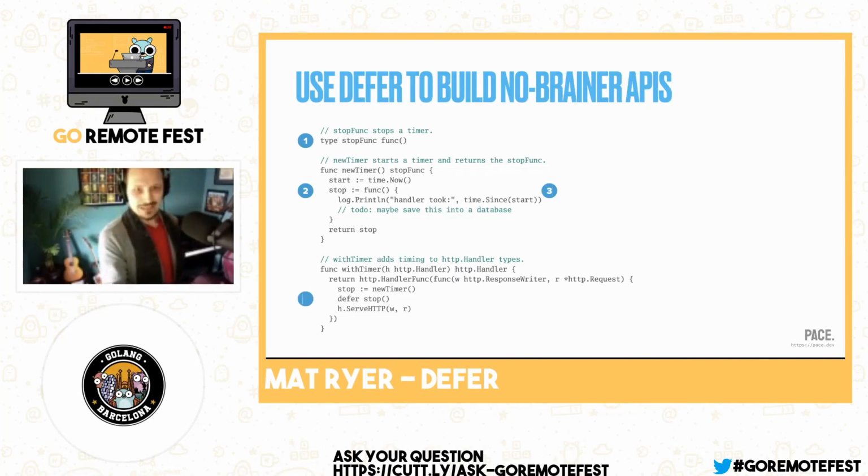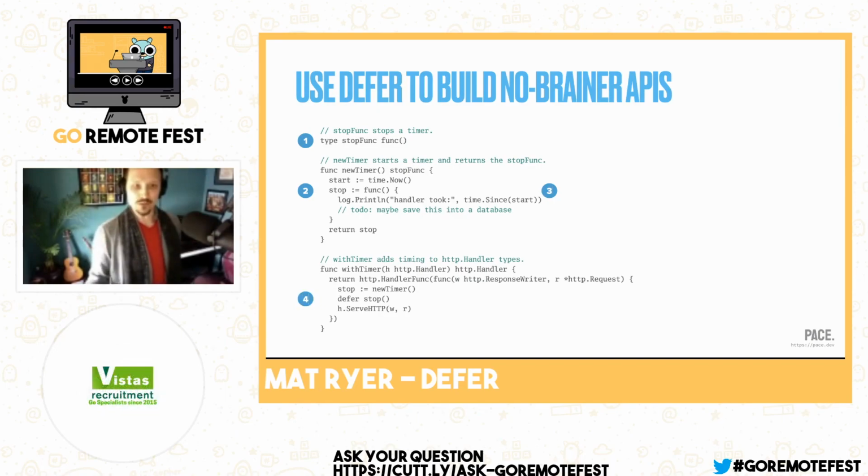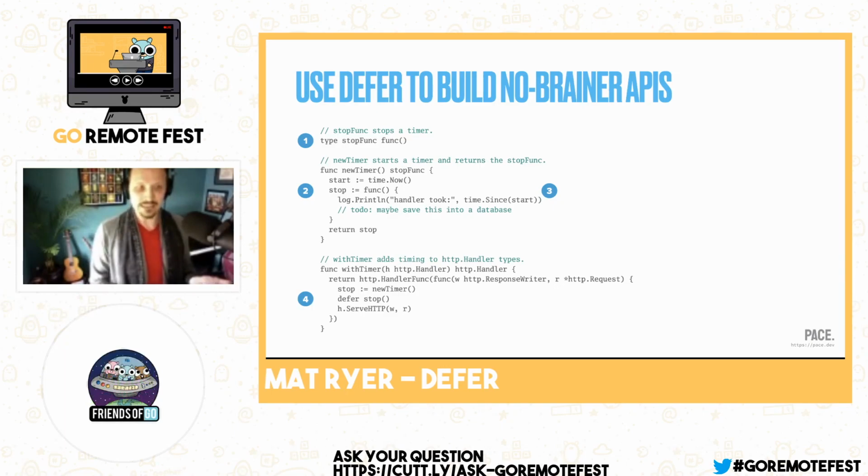This is actually a middleware, an HTTP middleware example, a very simple one, which adds timing to HTTP handlers. And look how nice the API is. You just get the stop function and you defer the call to that, and you know that that's going to work then in that context.